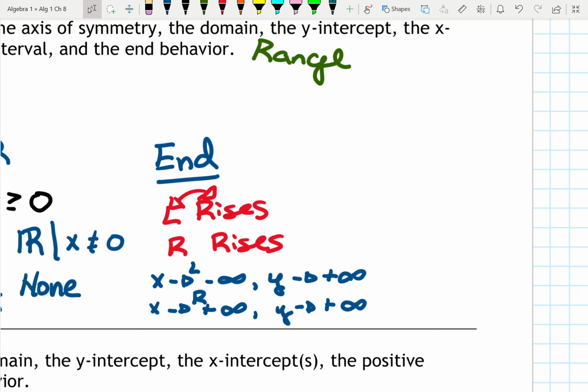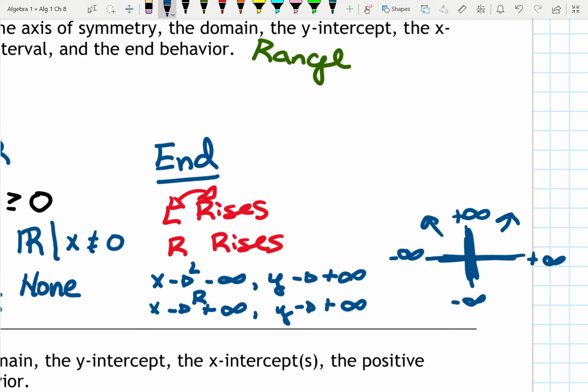So with this, we want to kind of think about this little graph here. We got negative infinity, positive infinity, positive infinity. We have our x-axis and our y-axis. Our arrows are pointed like this. So we're saying on the left, it goes to positive infinity. On the left x values, the y values go to positive infinity. And then for the right x values, it also goes to positive infinity.